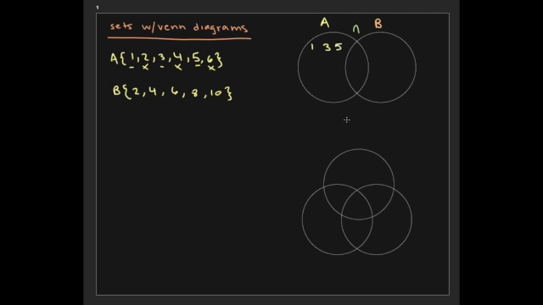Okay, so now for set B, we're not going to put in 1, 3, 5; we're going to put in 8 and 10. And then we're going to put 2, 4, and 6 in the intersecting sector because both sets A and B have them.